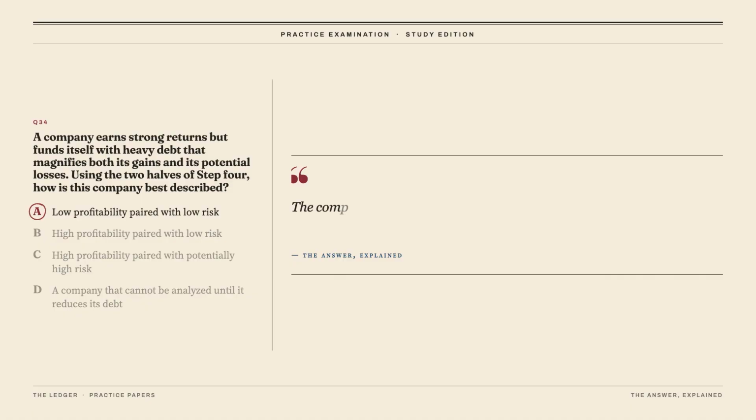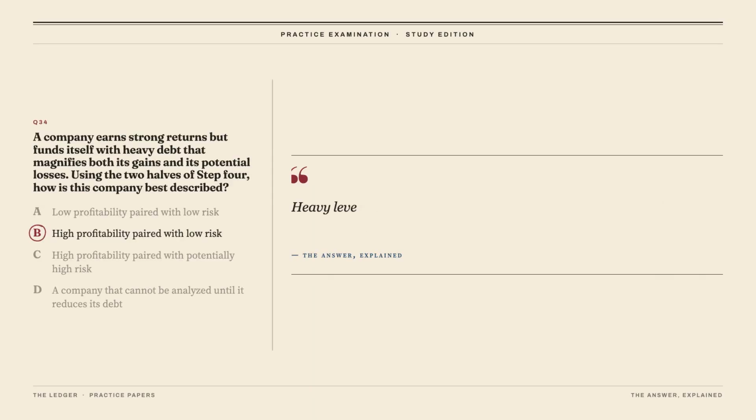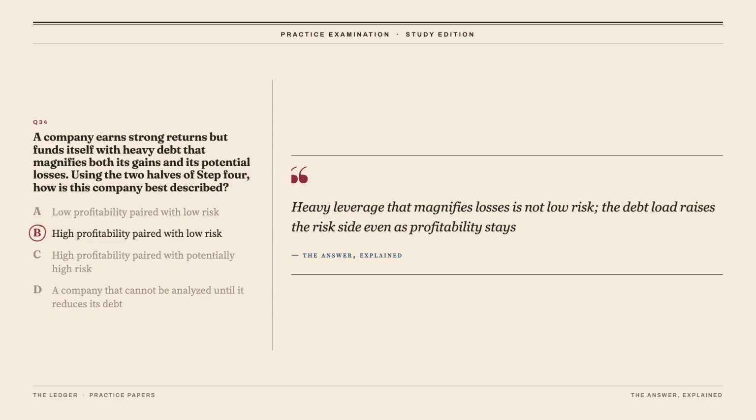A is wrong because the company earns strong returns. So describing it as low profitability contradicts the scenario. B is wrong because heavy leverage that magnifies losses is not low risk. The debt load raises the risk side even as profitability stays high.